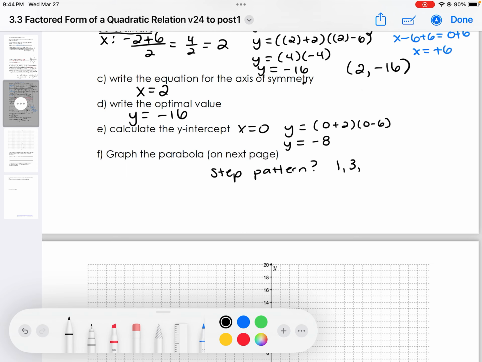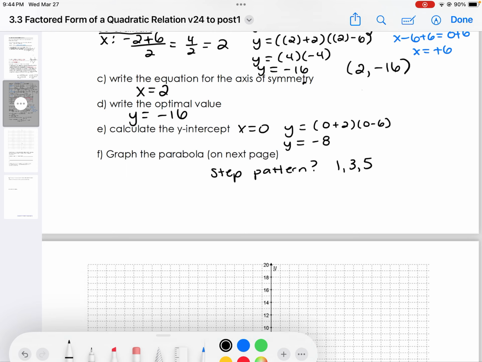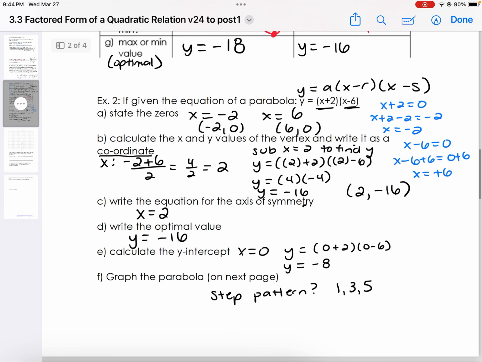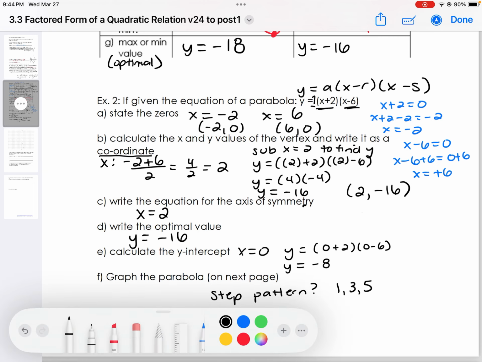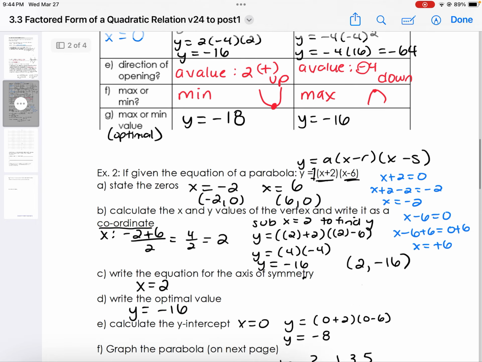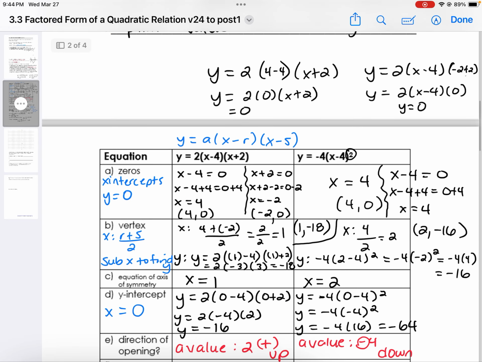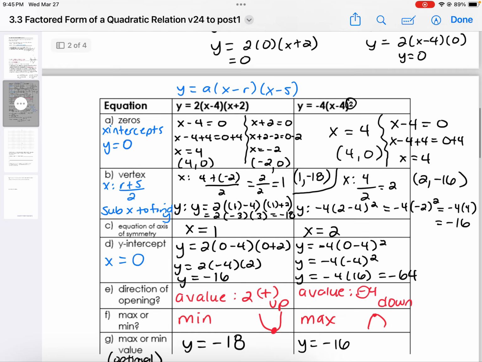the base form is 1, 3, 5. Our a value is positive. But it's weird to think about because nothing is written in front of the brackets. So when nothing's written there, then it's understood to be a 1. So that means that the step pattern is going to be the basic pattern. What happens if I asked you to graph this equation, y equals 2 bracket x minus 4 x plus 2, things would not be quite so simple.